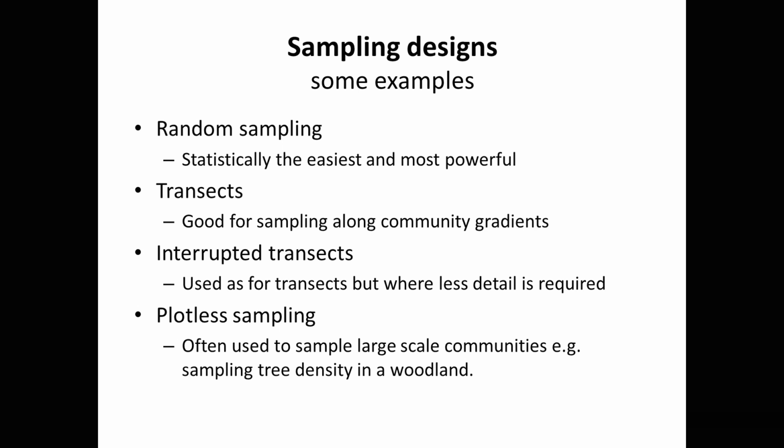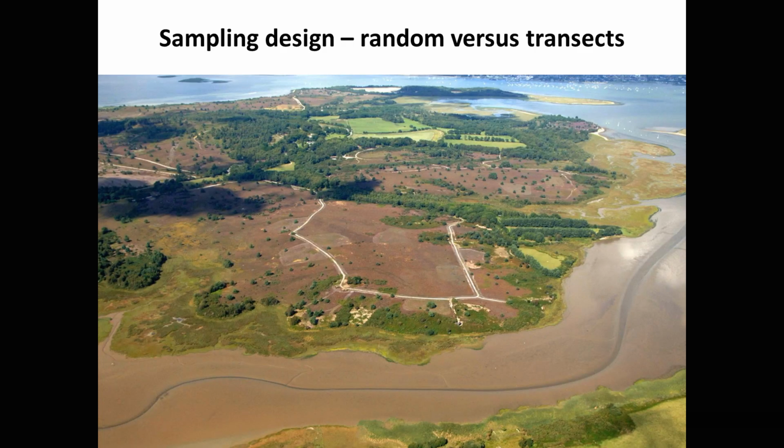a gradient. And so imagine that you've got a map here, and imagine that we're standing out on this lovely peninsula, heathland, and then gradation down into saltmarsh. And we want to do a community analysis of these. So what would we do? We would do random transects or random quadrats or transects.